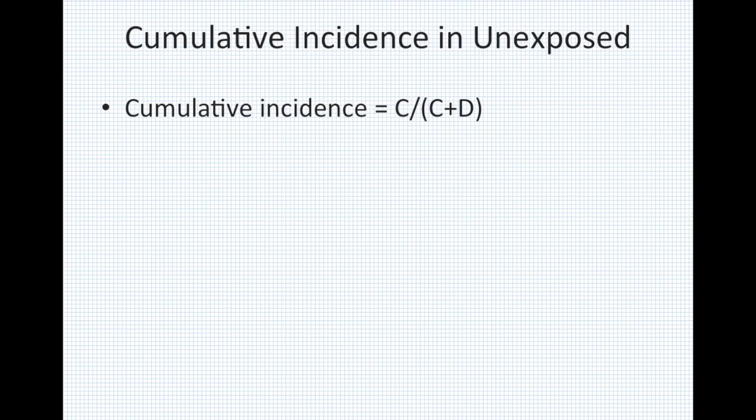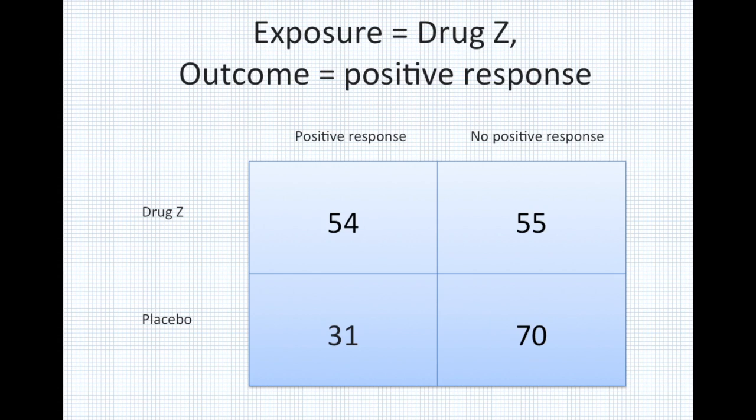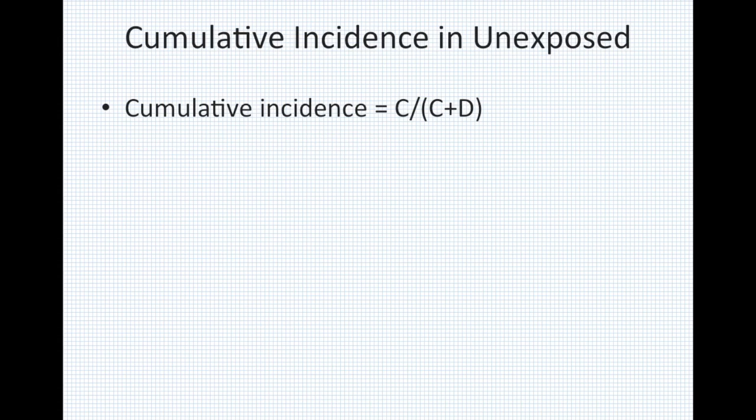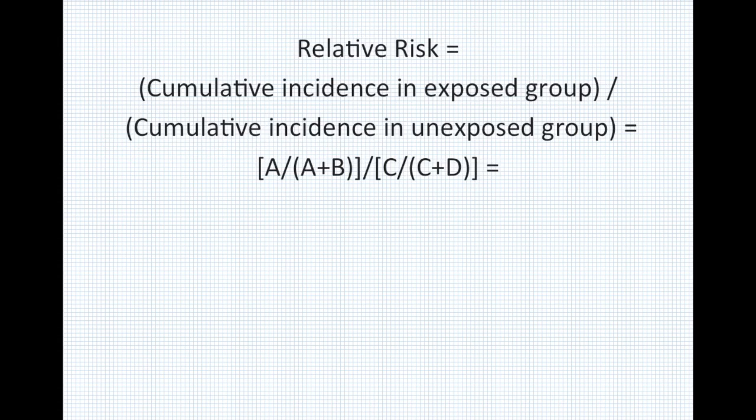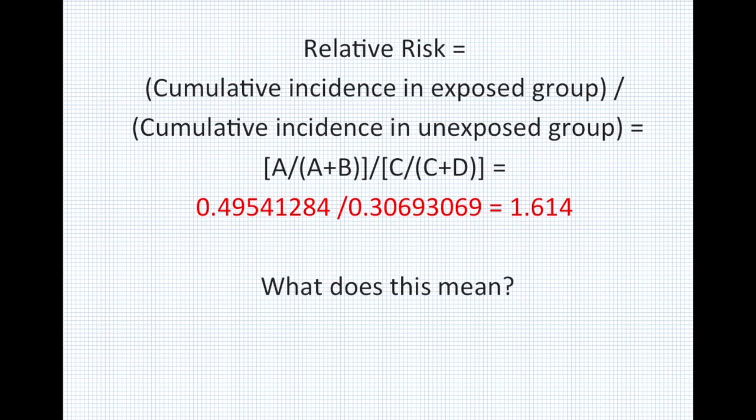Cumulative incidence in the unexposed group would be those who received a positive response in the placebo group divided by the entire placebo group. So 31 divided by 31 plus 70. Relative risk is the cumulative incidence in the exposed group divided by cumulative incidence in the unexposed group. So let's divide those two ratios, and we get 1.614.